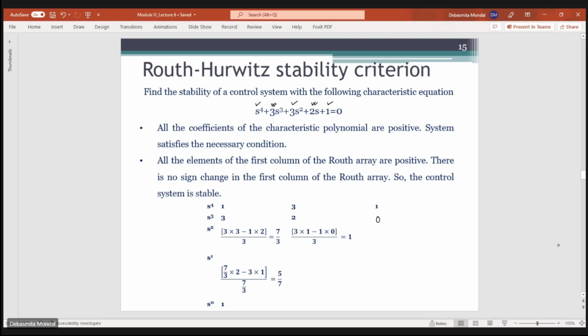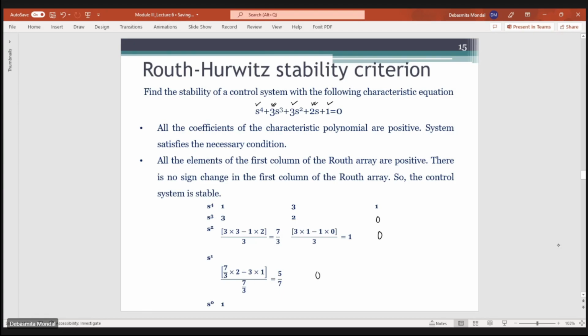So in the next row, you will have 7 by 3 multiplied by 2 minus 3 multiplied by 1, divided by 7 by 3. So that will give you 5 by 7. Then in the next one, you see that both of these are zeros, so multiplication of these will give you 0. So we will not compute anything else over here. Then for the last term, you will have 5 by 7 multiplied by 1 minus 7 by 3 multiplied by 0. There is nothing over here, so 0 divided by 5 by 7, which is equal to 1.